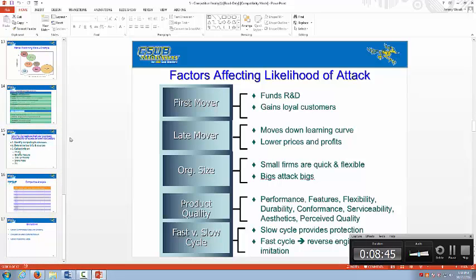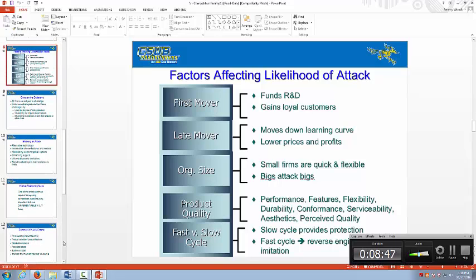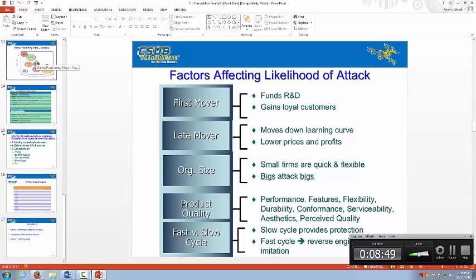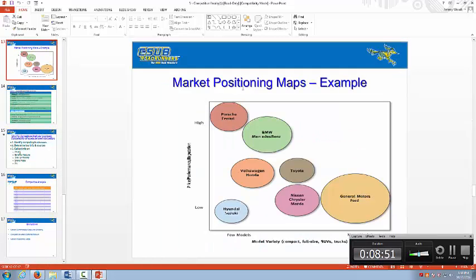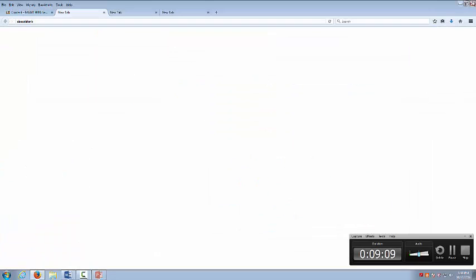The other thing that was in these slides, which is important for the final but not for the exam, is market positioning maps. Those are the three main concepts from chapter 5 and lecture slide deck number 5. Any questions about that? Okay.